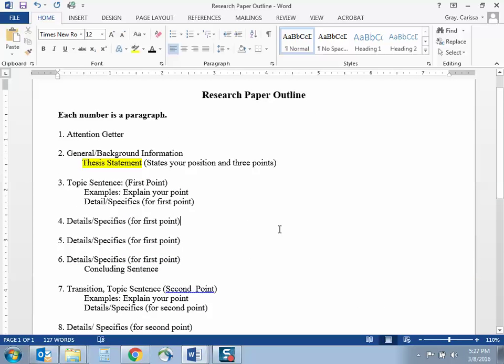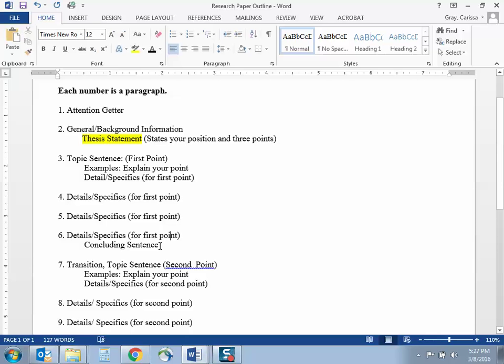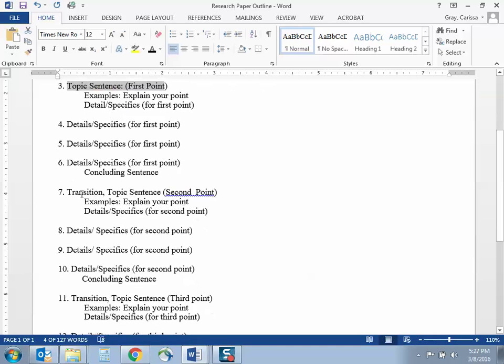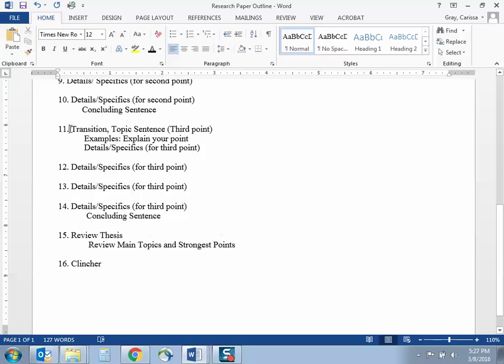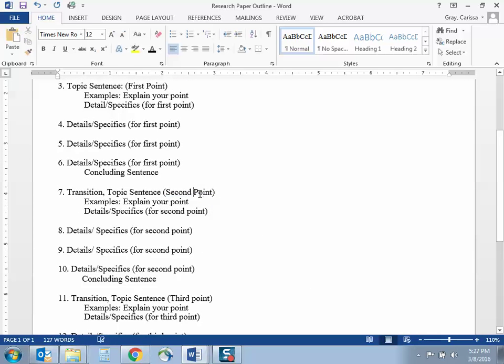You're going to have 3 points. For each point, you're going to have 1, 2, 3, 4 paragraphs. So I'm going to have 4 paragraphs on my first point, 4 paragraphs on my second point, and 4 paragraphs on my third point. Do you notice that? Keep in mind that you're going to have to bring in research or you're not going to be able to drag this information out for 4 paragraphs.